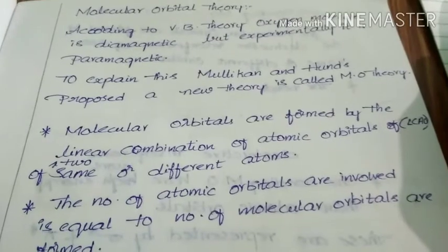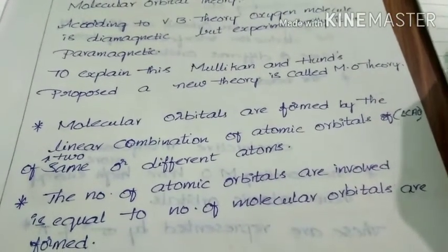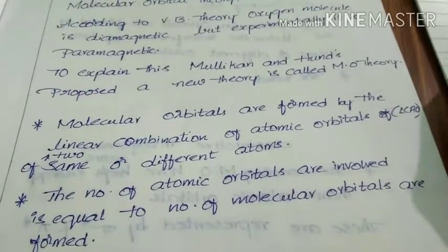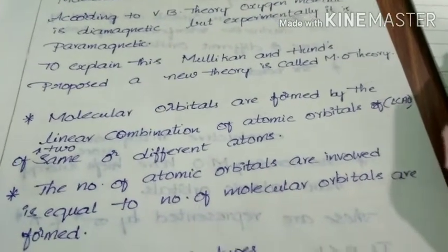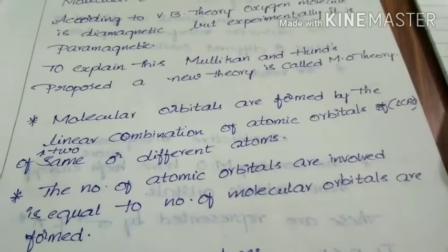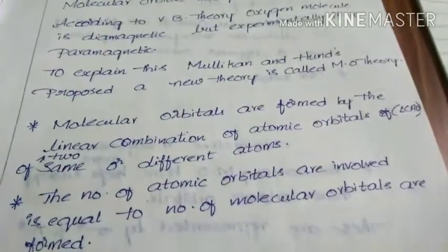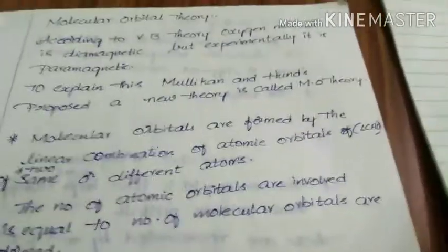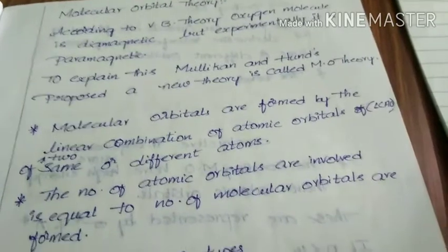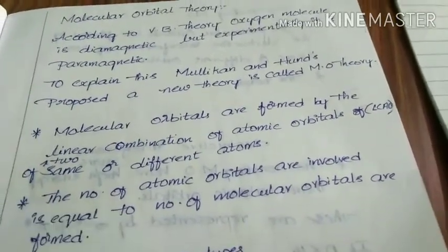Oxygen molecule, that means O2. In that O2 molecule, 2 oxygen atoms are present, so 16 electrons are present. 16 electrons means an even number of electrons. If any substance contains an even number of electrons, that will be diamagnetic. So, according to valence bond theory, we can say that oxygen is diamagnetic, but experimentally it is paramagnetic.